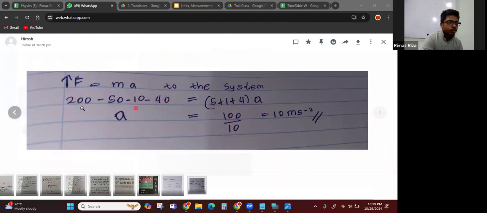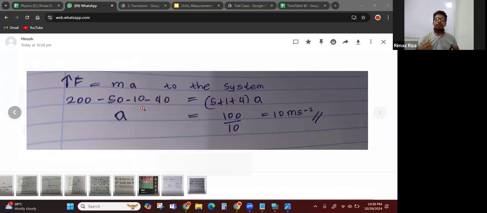So this is the net force. 200 Newton is the only applied force, the drive force, we can say. So this is what carries every mass. And then these are the weights of each of the objects: 5 kilogram mass, string, and the 4 kilogram mass. So now if you add these, minus 50, minus 10, minus 40, minus 100. So total weight is 100 newtons.